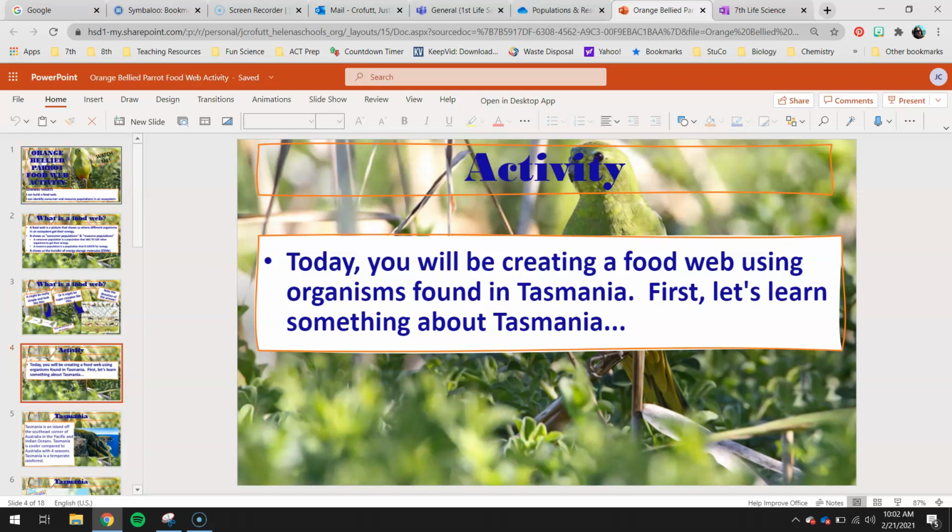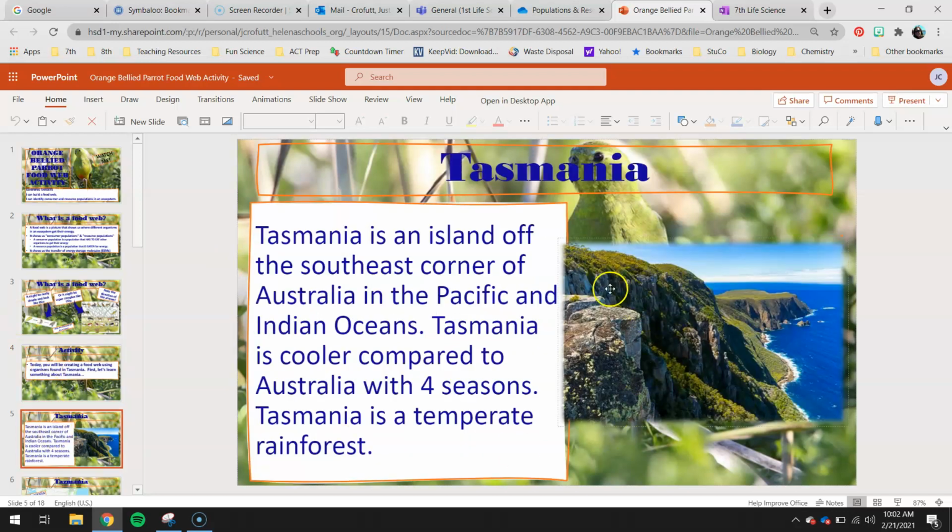But first, let's learn something about Tasmania. This is a little picture of Tasmania. It's an island off the southeast corner of Australia in the Pacific and Indian Oceans. Tasmania is cooler compared to Australia, and it has 4 seasons. Tasmania is a temperate rainforest. So it gets a lot of rain because it's an island. It's kind of out in the middle of the ocean there, but it's temperate.